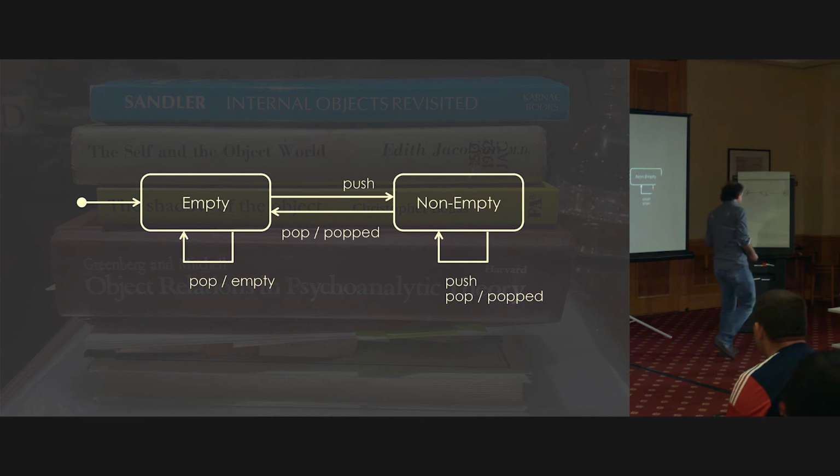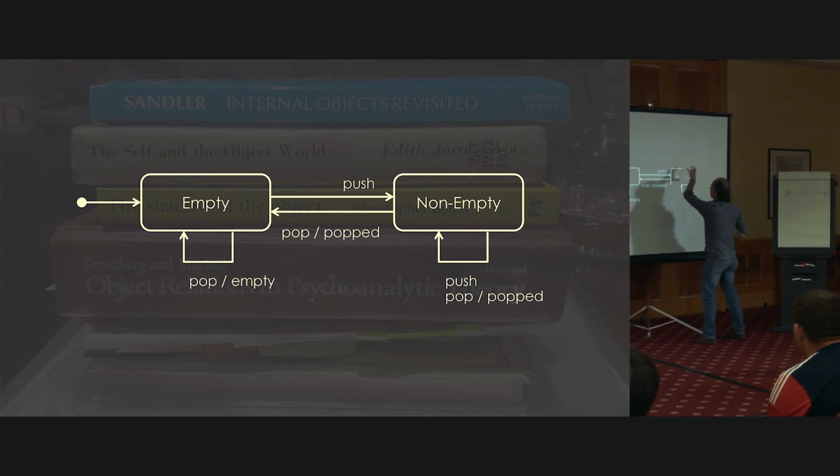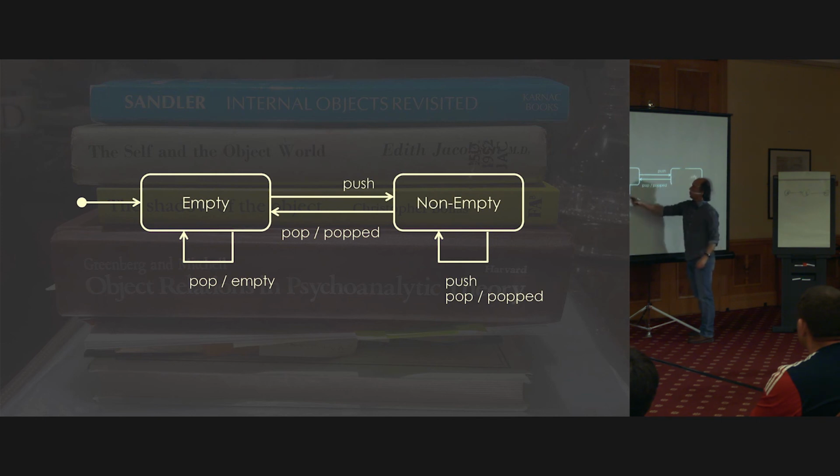A simple state model allows us to do this. So what we've got is the idea of an empty state and a non-empty state. You push, you become non-empty. You pop, and if you've just got one item, you go back to empty, sending out a popped message. If you pop from an empty state, you send out an empty message. If you push in the non-empty state, you remain non-empty. If you pop and you've got more than one element, you remain non-empty, but you send back a popped thing.